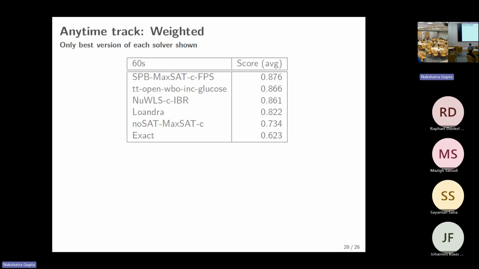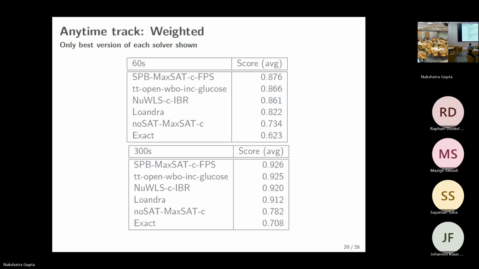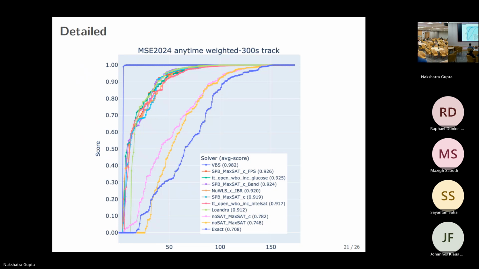Weighted track, same solver, slightly different variant first. Again, same ranking. So it's nice to see that the timeout doesn't influence the ranking in some sense. It just influences the quality of the solutions that everyone finds. Same thing. The virtual best of this is actually pretty good, matching the best known solution on most instances.